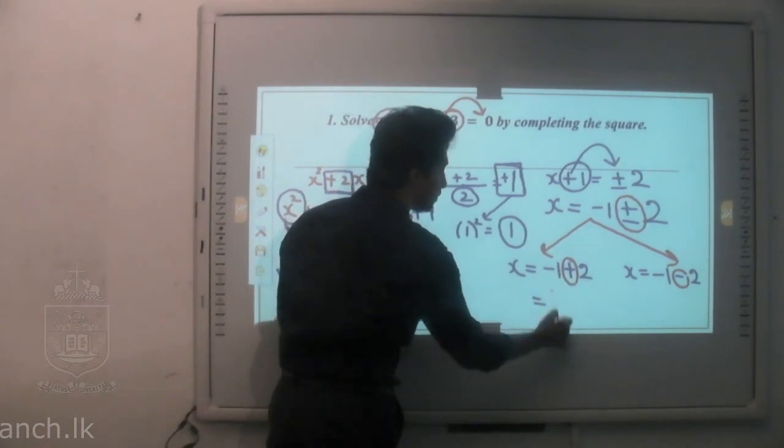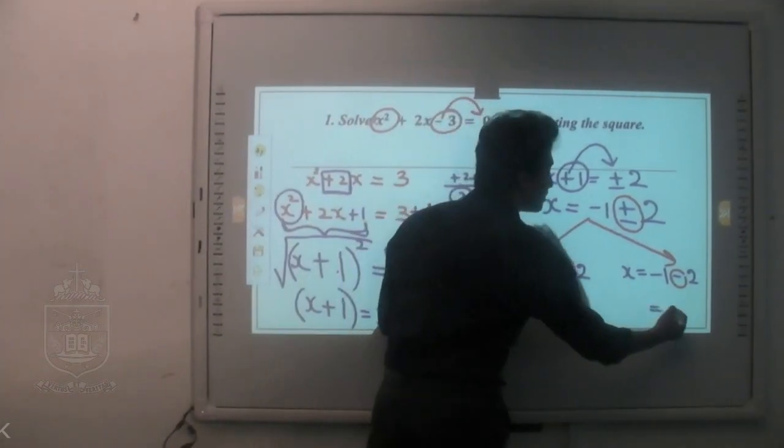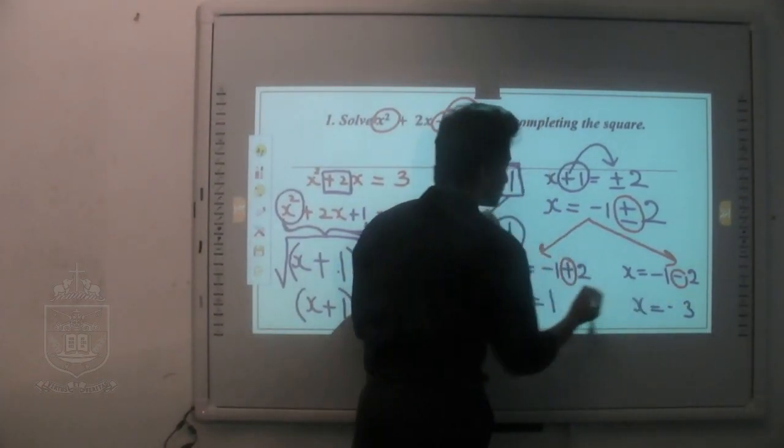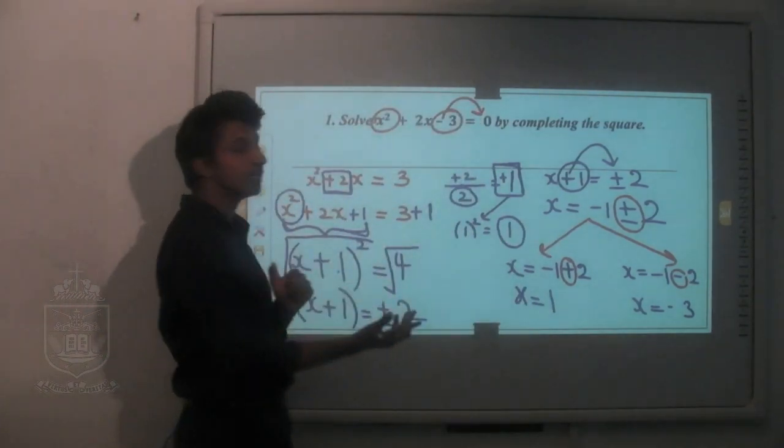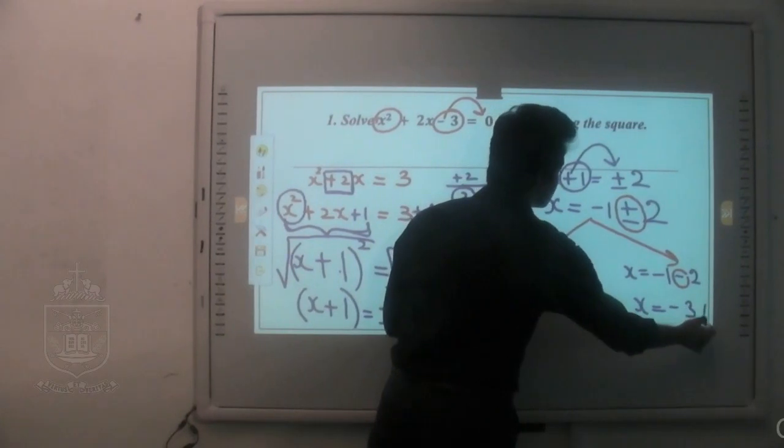Minus 1 plus 2 is 1. Minus 1 minus 2 is minus 3. So here you will get two answers. One will be x equals 1 and the other value will be x equals minus 3.